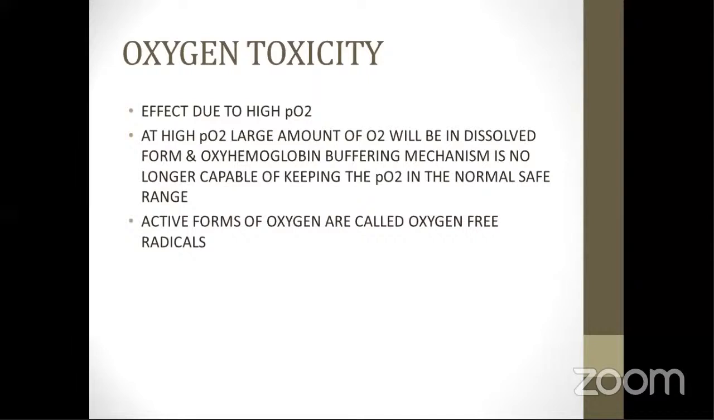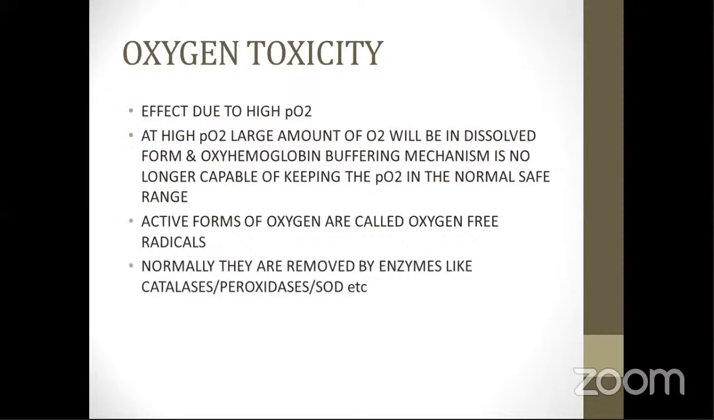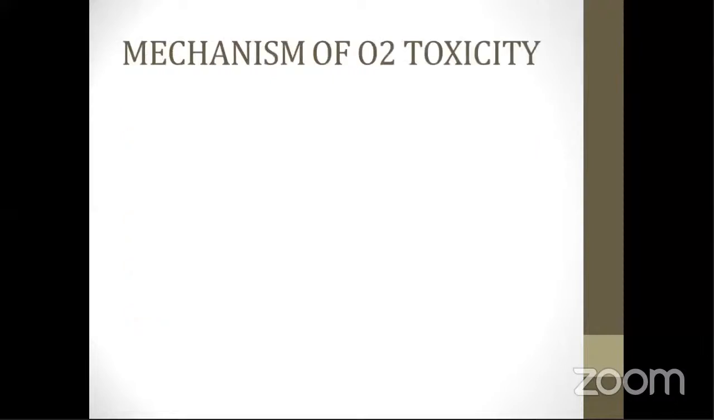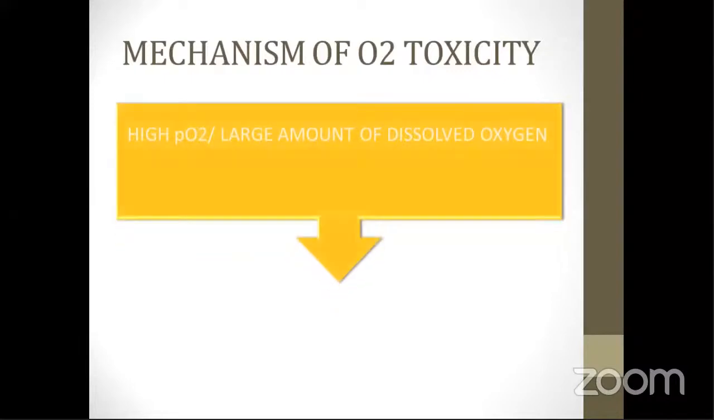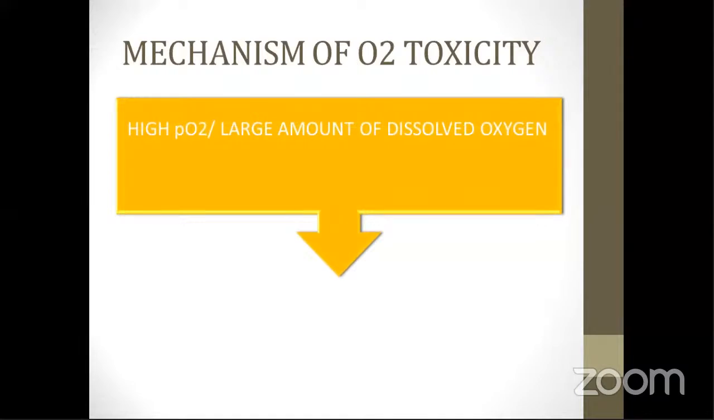And what happens when there is increased dissolved oxygen? The active forms of oxygen are called oxygen free radicals, and normally they are removed by enzymes like catalases, peroxidases, superoxide dismutase, etc. When there is an increased amount of dissolved oxygen or a high partial pressure of oxygen, these enzyme systems are getting saturated, and there is oxygen toxicity. Okay, and this oxygen toxicity is mainly because of these oxygen free radicals, and we will see how this oxygen toxicity takes place.